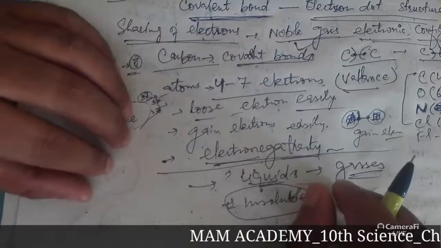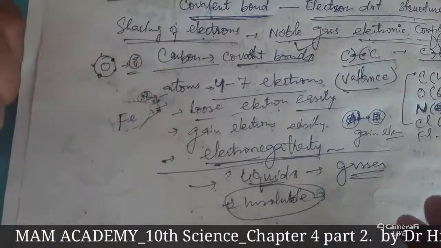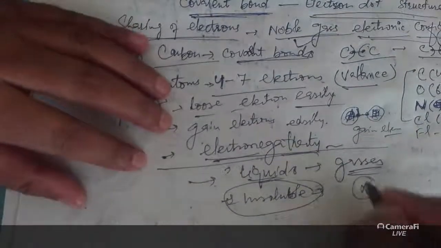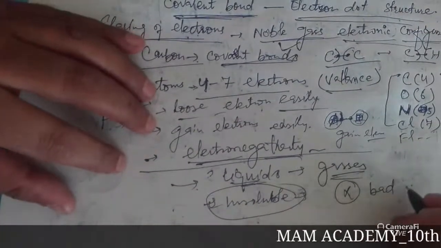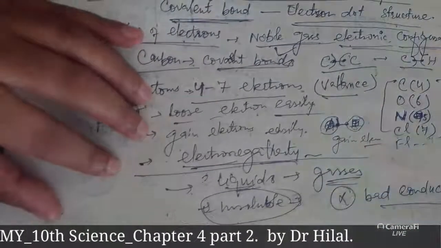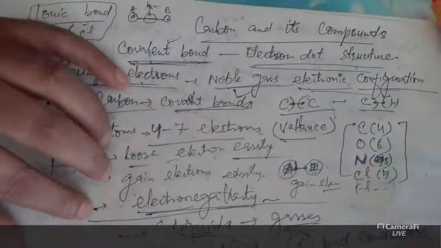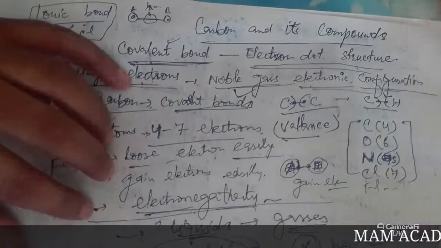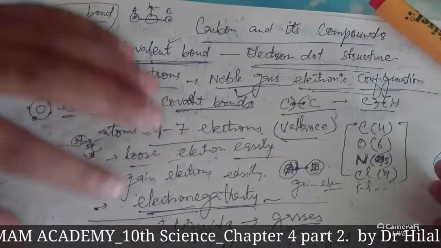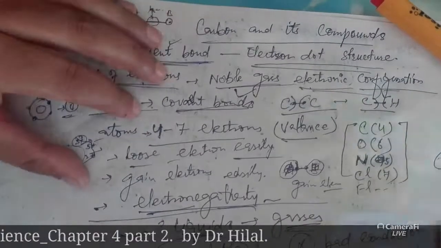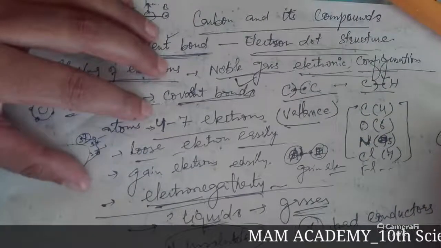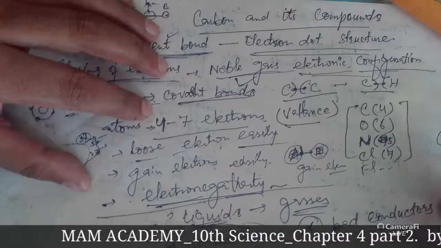Then they generally have low melting and boiling points. Also, they do not conduct any electric current. They are bad conductors of electricity. Why? When electricity passes, there should be valence electrons present, as in metals. Metals have a sea of electrons in their outermost shell, which are always in motion.